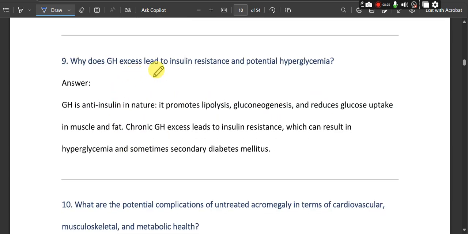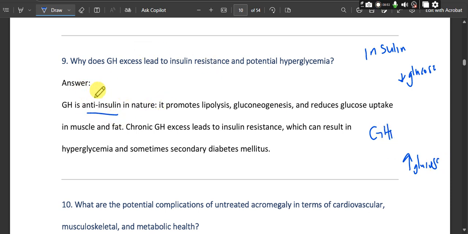Why does growth hormone excess lead to insulin resistance? We first need to know what insulin does. Insulin's main job is to lower blood glucose, but then growth hormone comes in and increases blood glucose. Most of the functions growth hormone does increase glucose, so it is referred to as anti-insulin in nature.